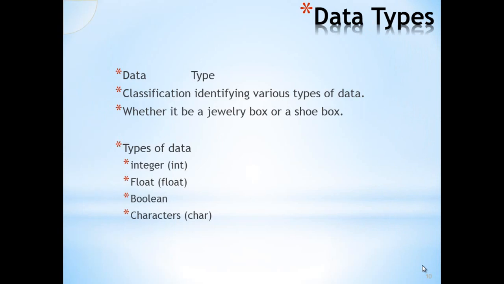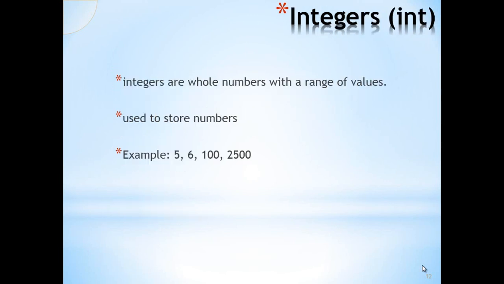The data types. The classification identifying various types of data, whether it be a jewelry box or a shoe box. There are 4 main types of data: integer (int), float, boolean, and character (char). Integers are whole numbers with a range of values used to store numbers. Examples are 5, 6, 100, 2500.